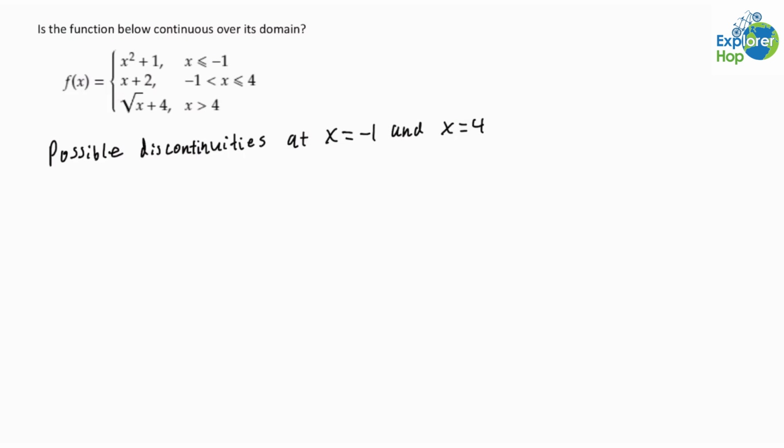Let's first evaluate f of x at x equals negative 1 and x equals 4. Based on the definition of f of x, we get that f of negative 1 is equal to negative 1 squared plus 1, which is equal to 2. And f of 4 is equal to 4 plus 2, which is equal to 6. Now, we will take the one-sided limits as x approaches negative 1 and 4 from the left and right.